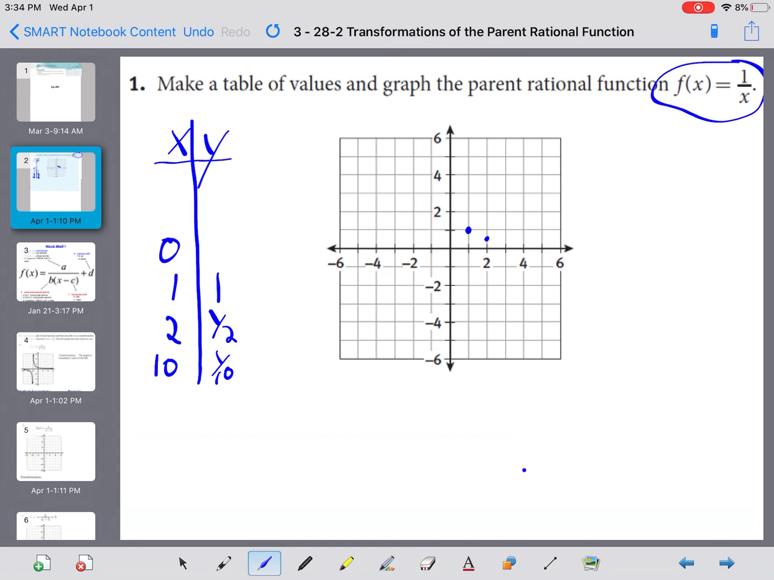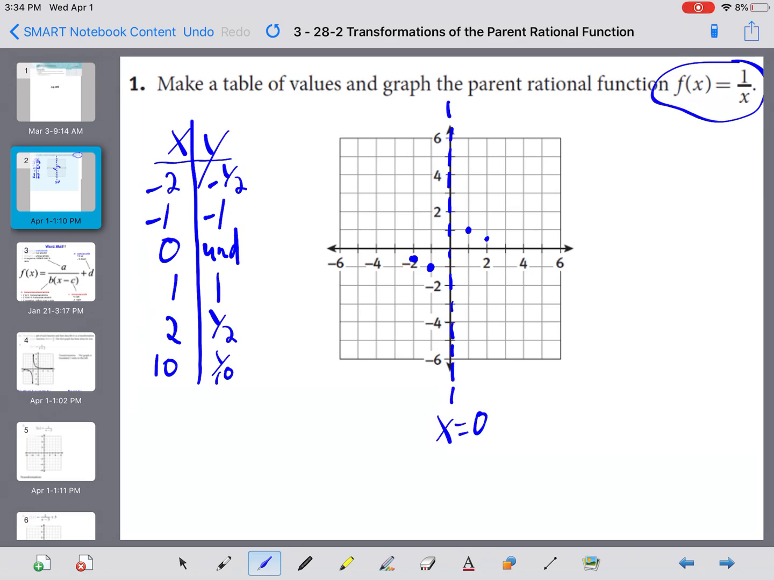If I plug in 0 for x, undefined, that's what gives me my vertical asymptote here at x equals 0. All right. Now, let's go the other way. In a lot of our applications, we didn't see negative x's, but we will here. -1 gives me -1. -2 gives me -1/2, right? So -1, -1 is right there. -2, -1/2 is right there.